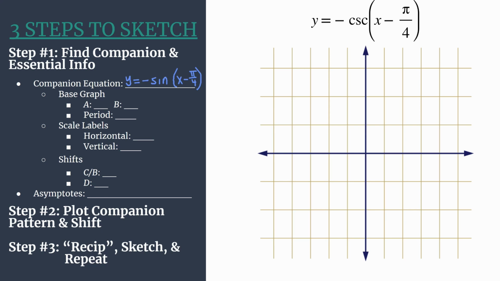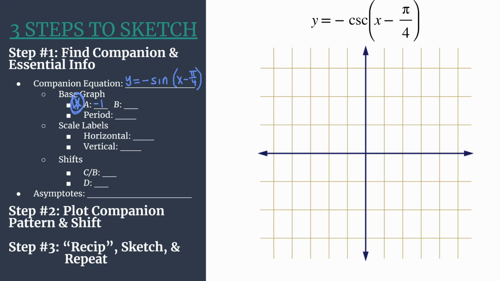All right, so identifying a little bit of information for this base graph. A, we know, is the coefficient out in front of the sine function, so that's a negative, meaning -1. I like to put a star here since I see that negative sign. A negative indicates a reflection of the graph over the x-axis, a vertical reflection. So that'll be important in step 2 when we start plotting the base pattern.